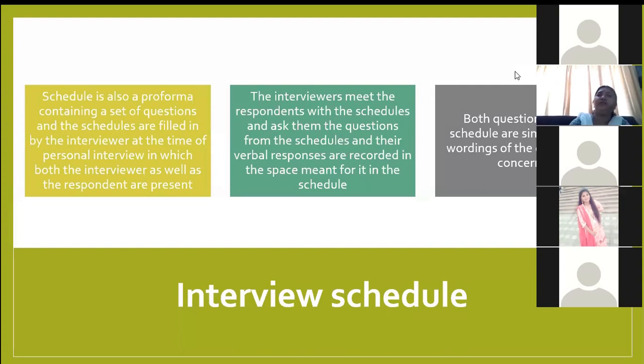However, in the case of an interview schedule, it will be the same as the questionnaire, except that the interviewer writes down the answers. The interviewer asks questions to the respondent, and he himself writes down the answers. So a schedule is also a pro forma containing a set of questions. However, schedules are filled in by the interviewer at the time of personal interview. Interviewers meet the respondents with the schedules and ask them questions, and the verbal responses of the respondents are recorded in the space meant for it in the schedule. That is the only difference.